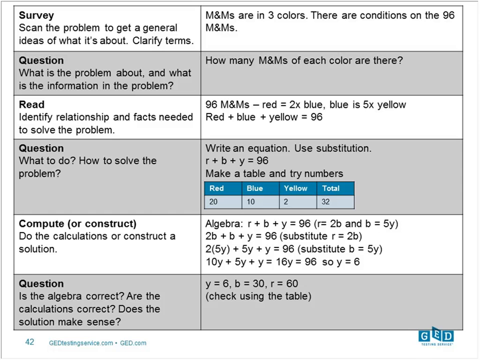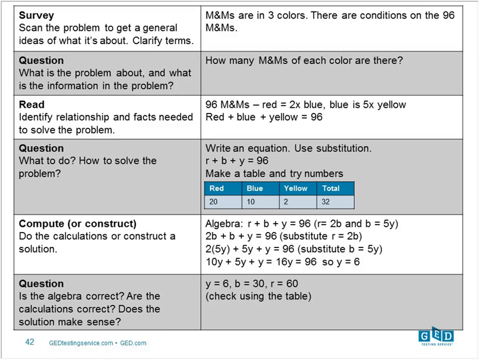Well, we could write an equation, because we know R plus B plus Y equals 96. Or maybe I'm a little uncomfortable with going the equation route. Maybe I want to make a table and I'm going to try some numbers. So I'm kind of combining 2 heuristics here. I'm doing a little checking and revising, and I'm also using a very structured format to do that, a table itself. And I'll see how I can get these different pieces to work.